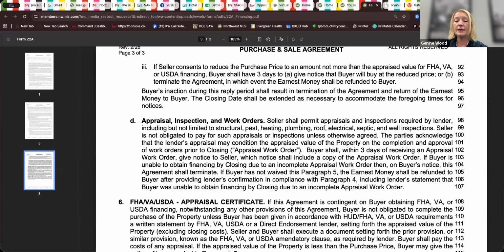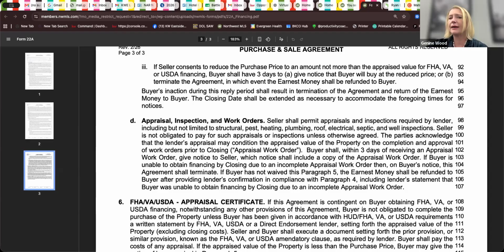Seller shall permit appraisals and inspections required by the lender, including but not limited to structural, pest, heating, plumbing, all of them. The parties acknowledge that the lender's appraisal may have a condition that the appraised value of the property be contingent on completed or approved work orders prior to closing. Buyer shall, within 3 days of receiving an appraisal work order, give notice to the seller. If the buyer is unable to obtain financing by the closing date due to an incomplete appraisal work order, on buyer's notice, this will terminate, if the contingency in paragraph 5 is not waived, and the earnest money shall be refunded.